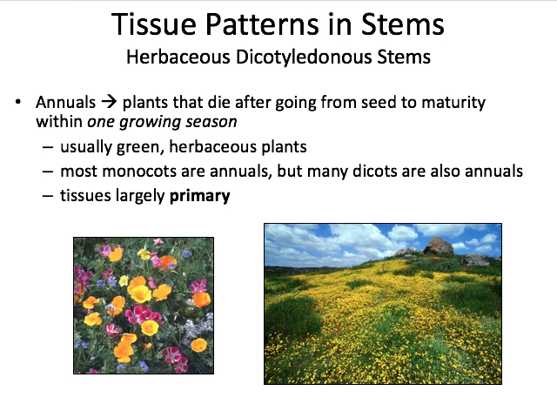Now, in some species, and this is really about the herbaceous dicots that we're talking about now, we will refer to them as annuals. That is to say, these are plants that die after growing from seed to adult in one single growing season. These plants are usually green herbaceous plants, but there are exceptions to this. Now, most monocots are annuals, but many dicots are also annuals, and throughout the entire plant, most of the tissues are largely primary, which is to say they only experience primary growth in these organisms.